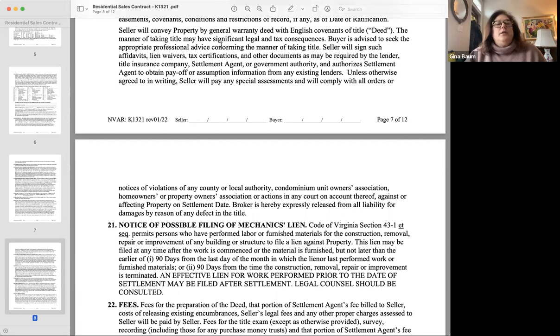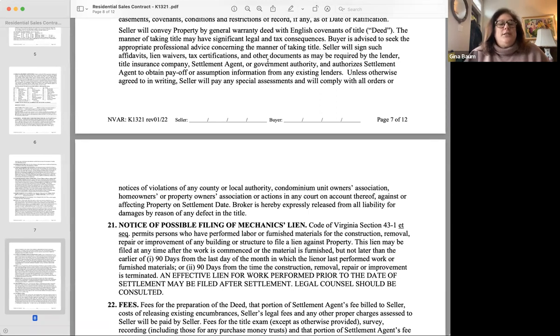The manner of taking the title may have significant legal and tax consequences. One of the things I ask buyers is, are you legally married? A lot of people say they're married and they're actually not legally married. So you just want to say to them, listen, I don't need to know if you're legally married or not, but if you're not, you need to talk to the settlement agent because it might change how you want to take possession of this property together. Buyers are advised to seek the appropriate professional advice concerning the manner of taking title.